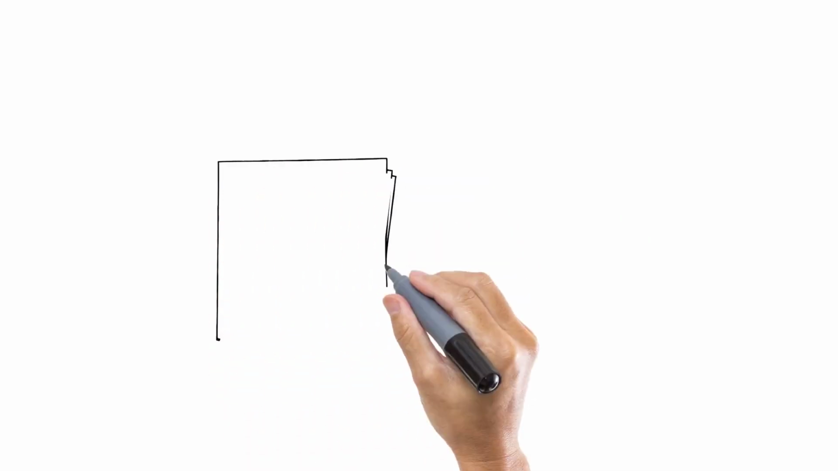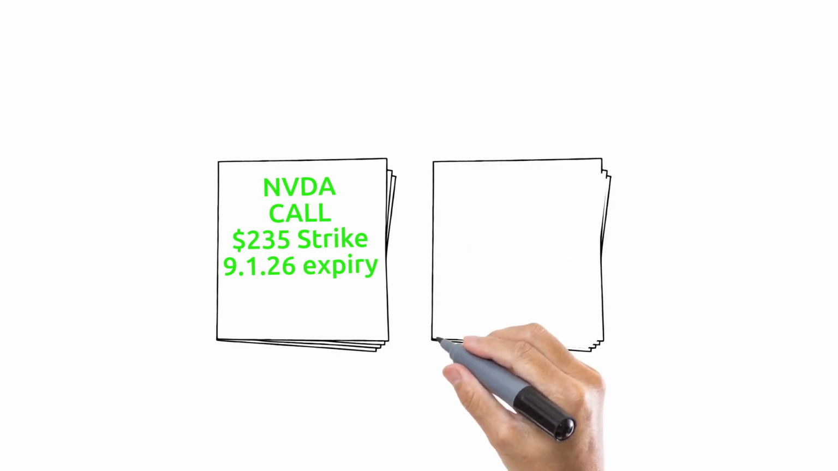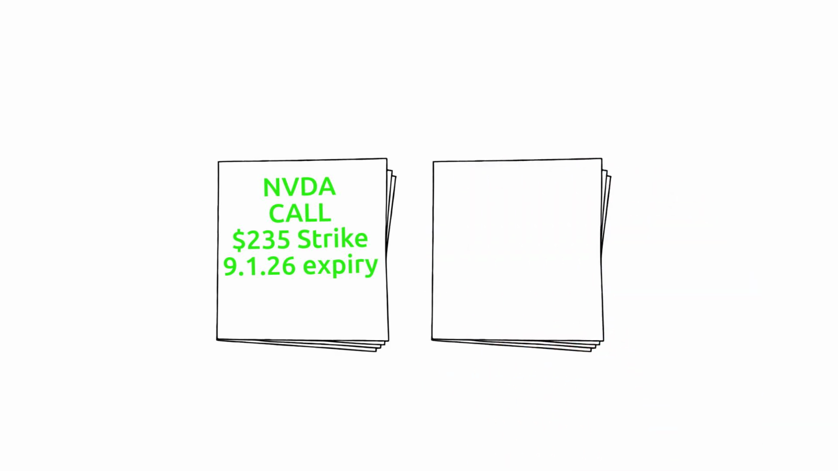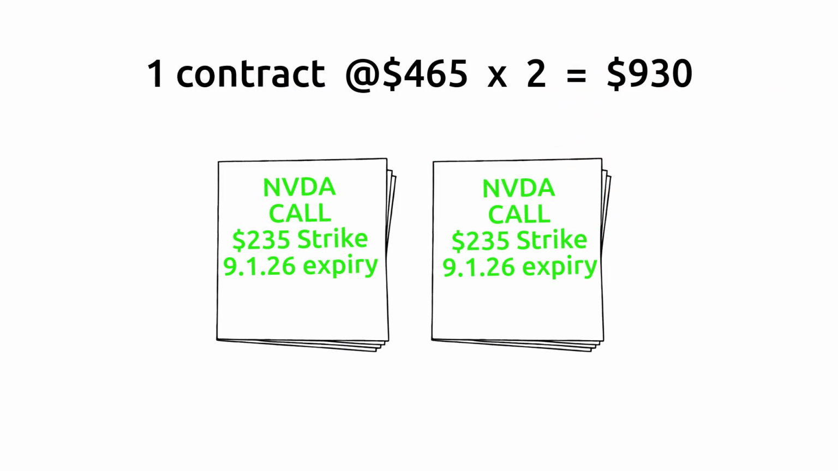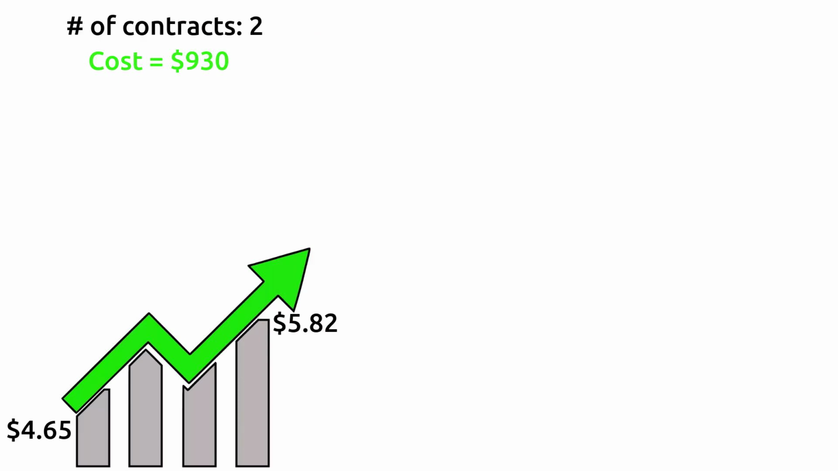Now let's look at one more example for practice. Instead of buying one contract of this call option at $465, let's say we wanted to purchase two contracts. The concept is exactly the same here. We're just purchasing twice as many contracts. So if one contract cost us $465, then to find our cost of two contracts, we would simply multiply that by 2. So two contracts would cost us $930. If the price of the option goes up and we can sell both of our contracts at $582, then that means we turn $930 into $1,164. So our profit would be $234.